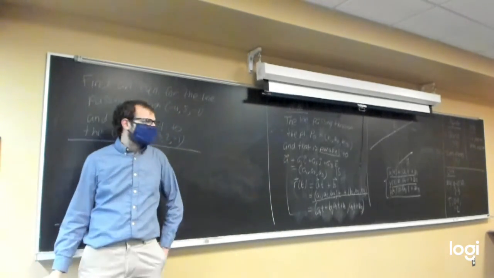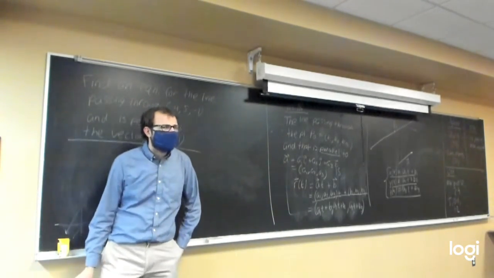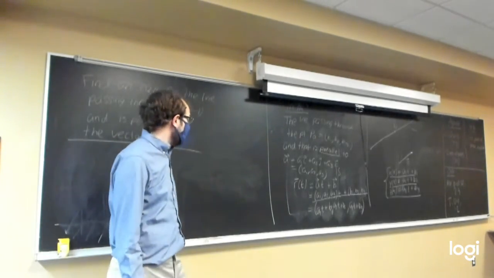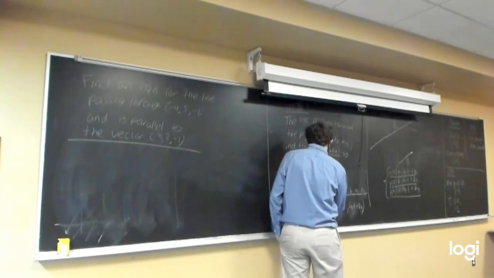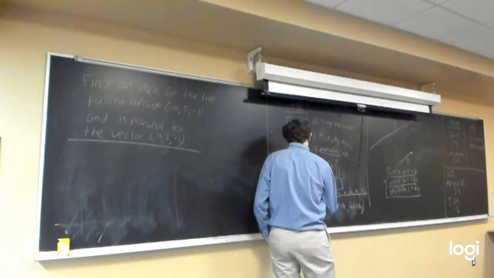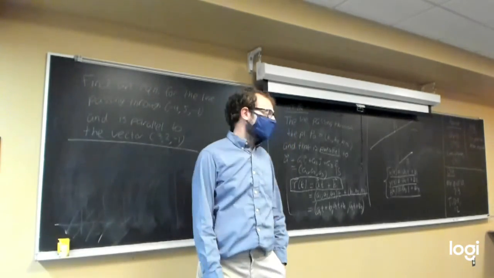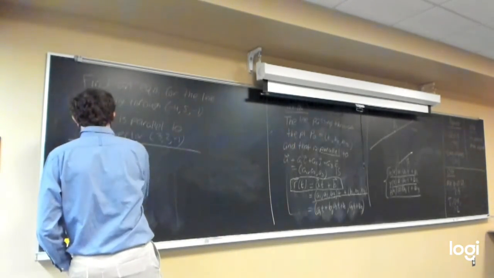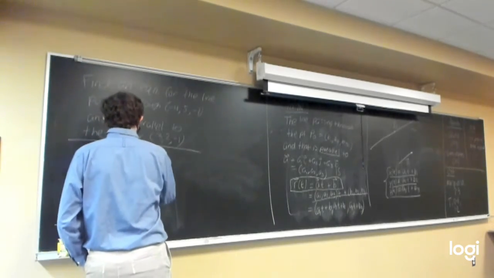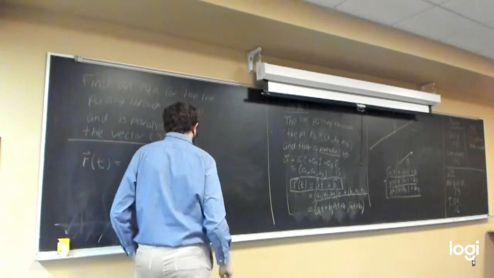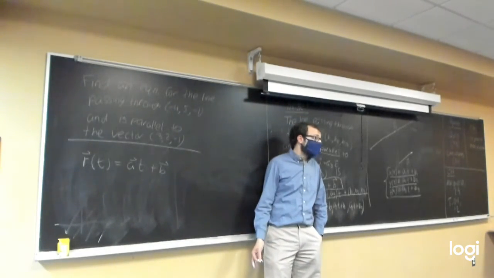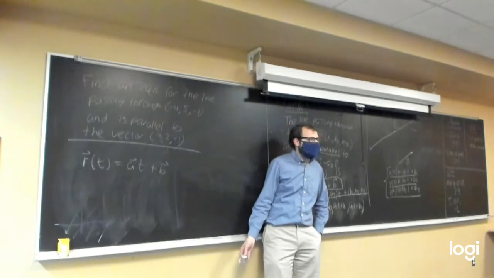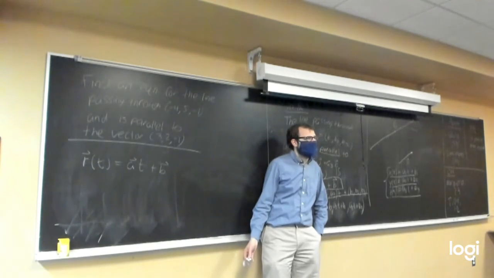So what do you all think we should do? When you're finding a formula for a line, it's always good to start off with the general equation like this: r(t) equals at plus b. The question is going to be, which vector is going to be our b, and which vector is going to be our a in this scenario? So what do you all think?